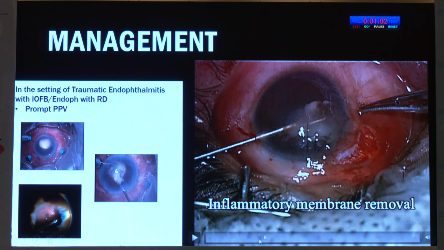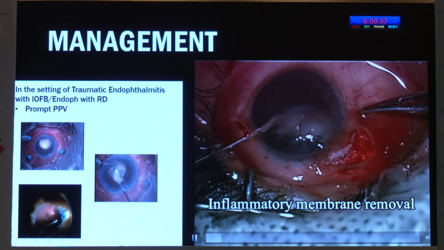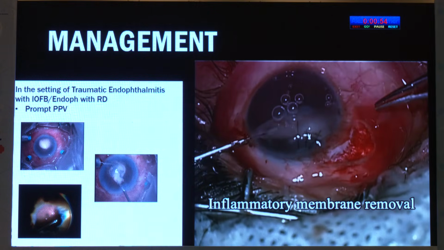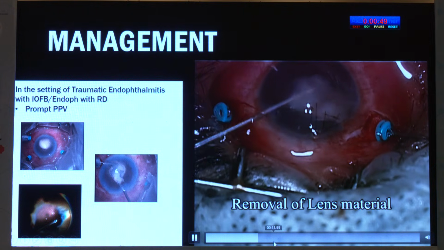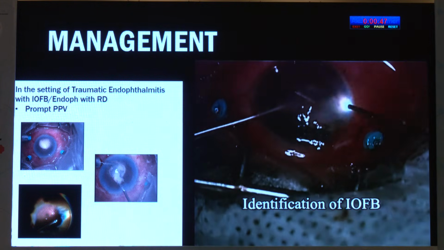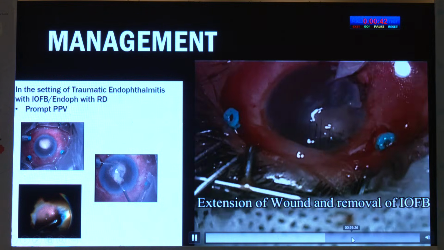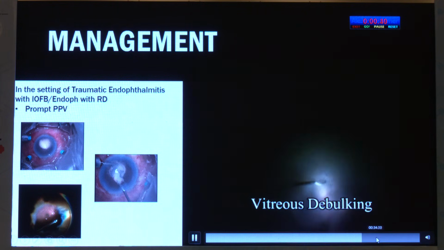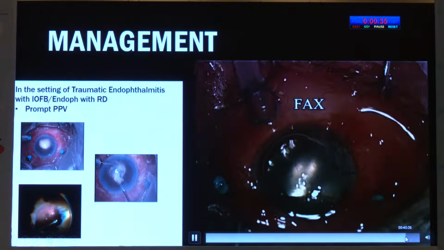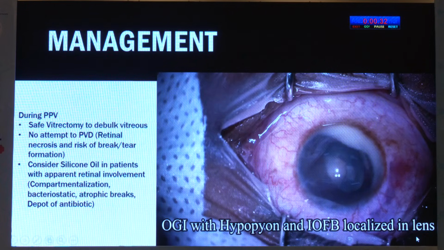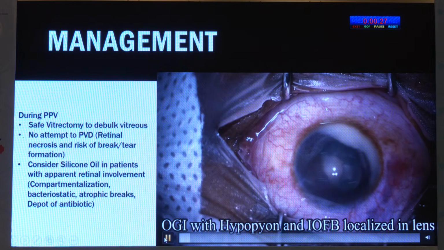The second case is a patient with a large intraocular foreign body. Again, the open globe injury has been repaired. The inflammatory membrane has been removed. We remove a little bit of the lens material such that the intraocular foreign body is visualized. We identify it, enlarge the incision, remove the intraocular foreign body, repair that area, go ahead with vitreous debulking, followed by a fluid air exchange. Some important points for vitrectomy in these patients is that you need to have a safe vitrectomy.